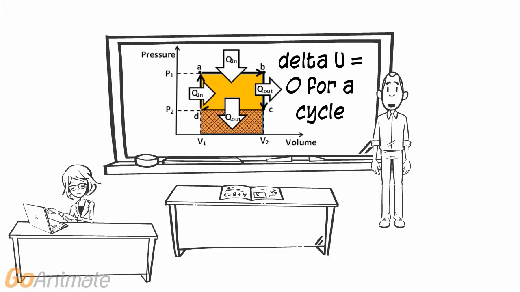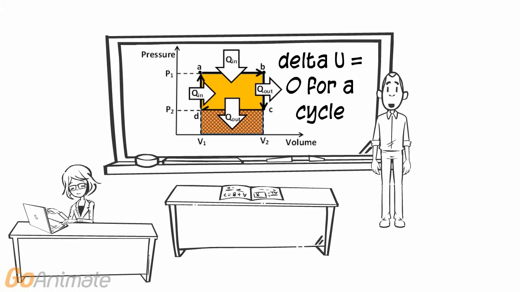From A to B, there is positive work and a positive change in internal energy, so, the first law tells us we must add thermal energy, Q is positive. From B to C, no work is done and the change in internal energy is negative, so, the first law tells us we must remove thermal energy, Q is negative.